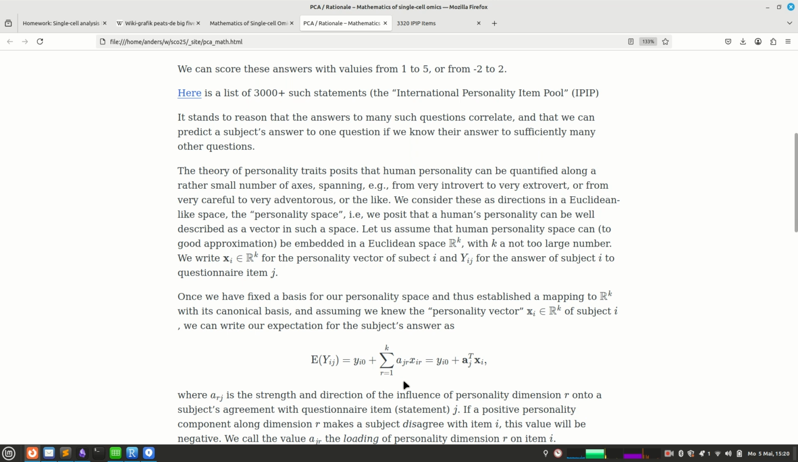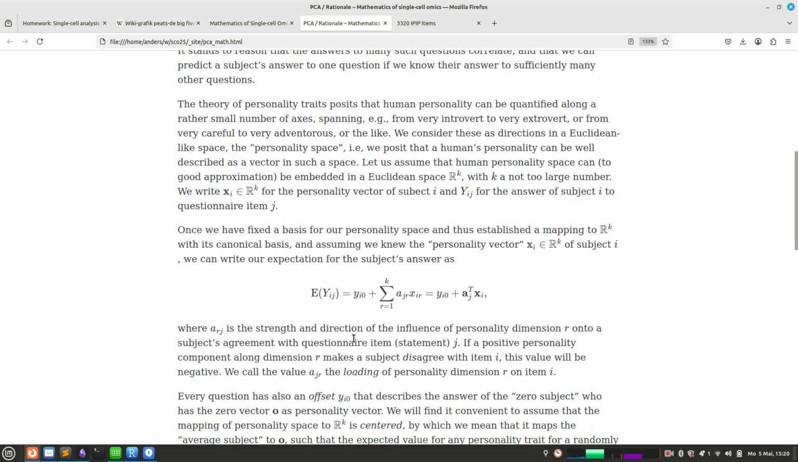Obviously, we have to think about the offset y_j0, which is what a zero subject has. We imagine we have a zero subject. The zero subject is a person who sits at the origin of his personality space. And as we can at the moment imagine this personality space as an affine space, we need to fix not only a basis but also an origin. It makes sense to put the origin on what we might call the average person, who in all these personality traits is sort of in the middle.